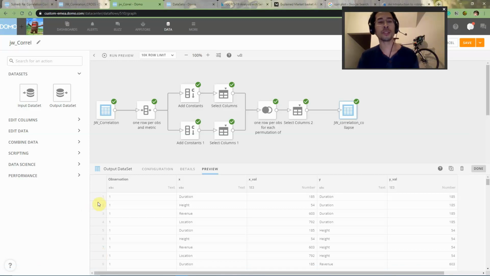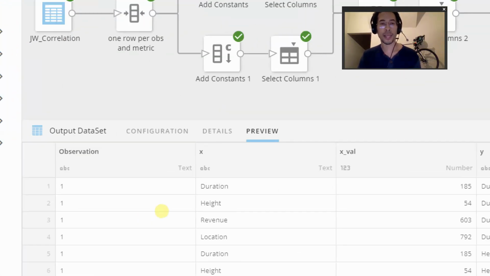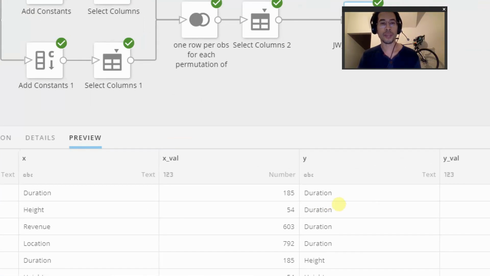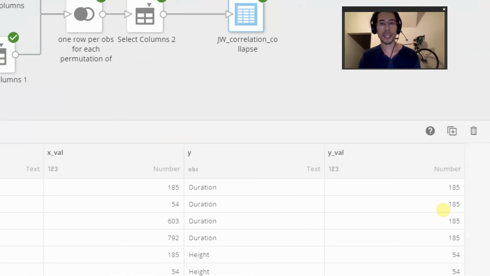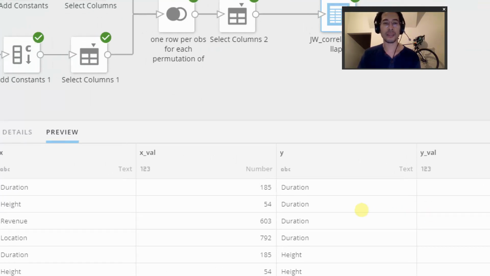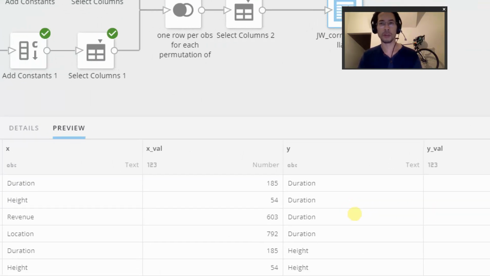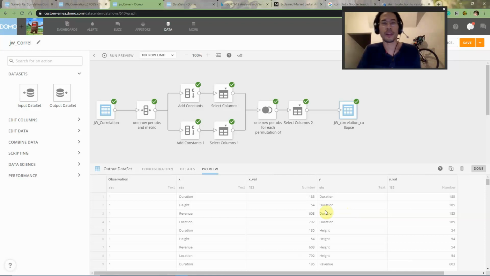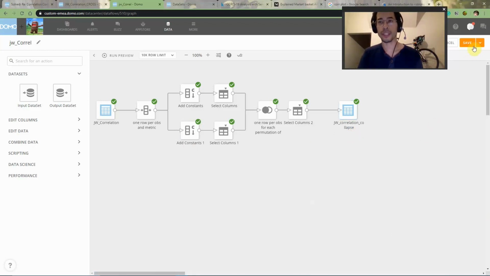But the reason why we're doing this is because now I can look at duration and say, oh yeah, the duration was 185 and the height was 54. Somewhat related. The duration was 185 and the revenue was 603. Oh yeah, that seems like a strong relationship. I can calculate that across my multiple observations. And again, that's the goal of this ETL: to put the different metrics on the same line, but have them called X and Y instead of the actual metric values.